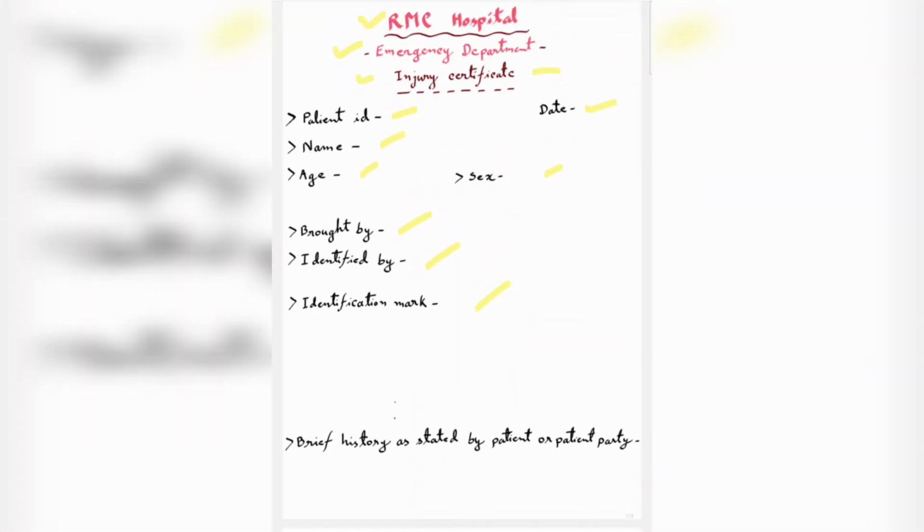Okay, so this is the question. Let's start with the injury certificate. Okay, it is the history and we write here in this format. So let's start. As there is no proper patient ID given, we write an imaginary patient ID. Suppose the patient ID is RMC 1/23. It is a patient ID. It is an imaginary patient ID.